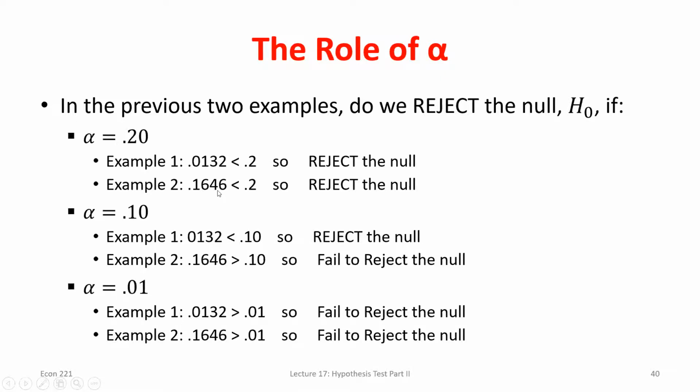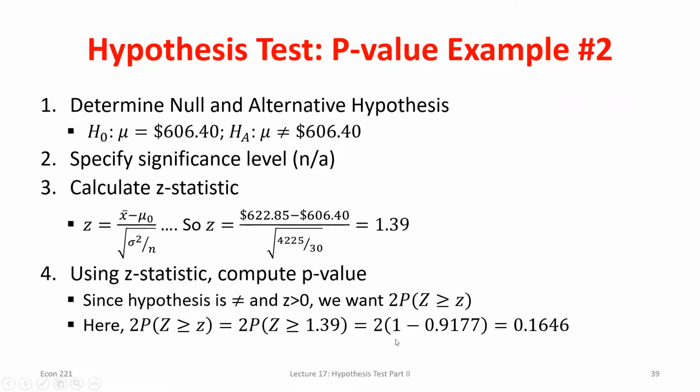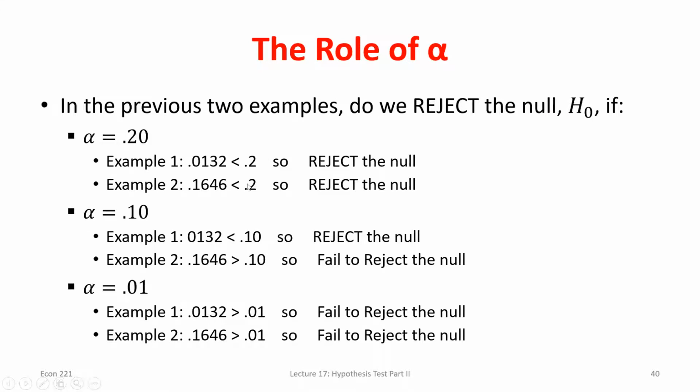For the second example, if I actually do the math here, 1 minus 0.9177 times 2, I get a p-value of 0.1646. Okay. So I look at that p-value. It's less than my alpha of 0.2, so I could reject with 80% confidence. But at an alpha of 0.1, it's not less than 0.1, so I would fail to reject.